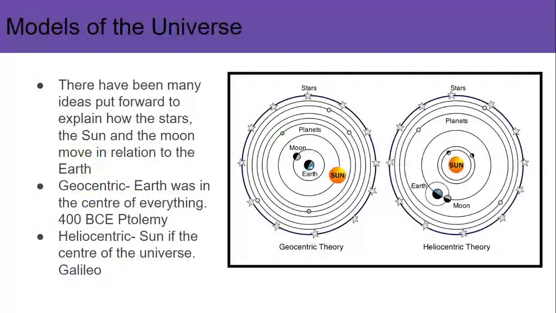So the geocentric idea was that the Earth was the center of everything, and it was proposed in 400 BCE. And it wasn't until Galileo observed stars that he thought that the sun was the center of the universe. And then indeed shifted from the geocentric model that we were looking at previously.